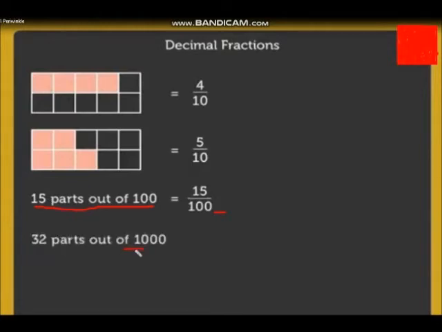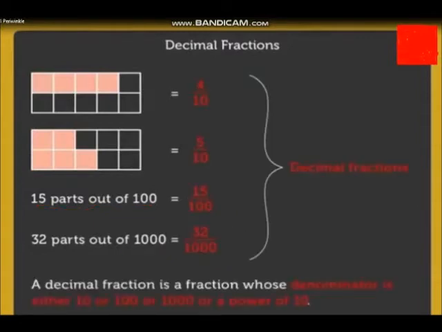Similarly, in 32 parts out of 1000, the fraction will be 32 upon 1000. यहाँ 32 numerator में आएगा and 1000 denominator में. So these are decimal fractions. A decimal fraction is a fraction whose denominator is either 10 or 100 or 1000 or a power of 10. यानी जिसके denominator क्या होने चाहिए 10, 100, 1000, 10,000 and so on.